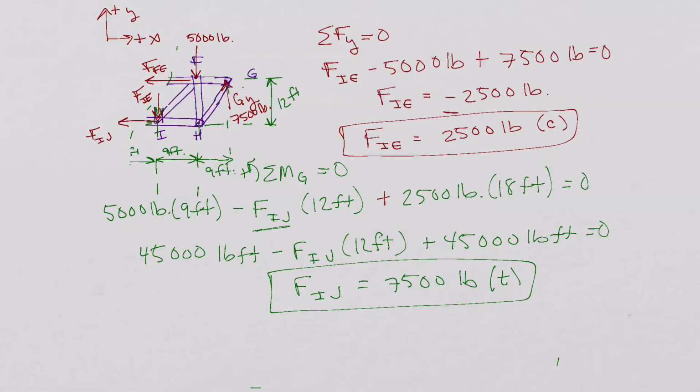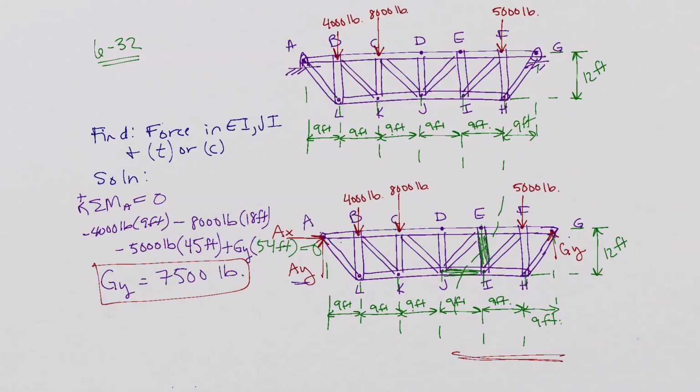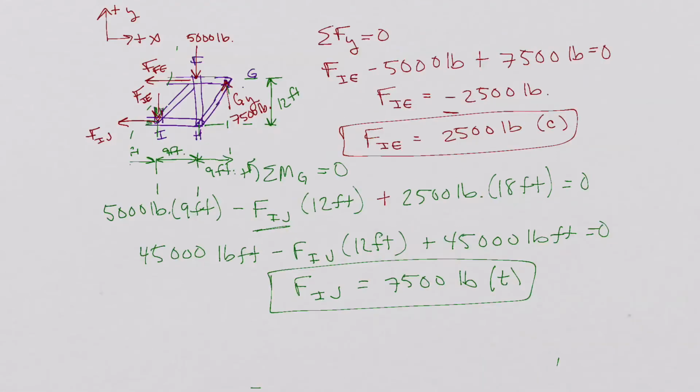And I believe those are the only two we needed, right? We needed the force in EI and JI. So we have EI and JI, so that means that we are done. Because it didn't ask for the force in FE. We could do that if we wanted to, but since it didn't ask for it, we won't do it. All right.